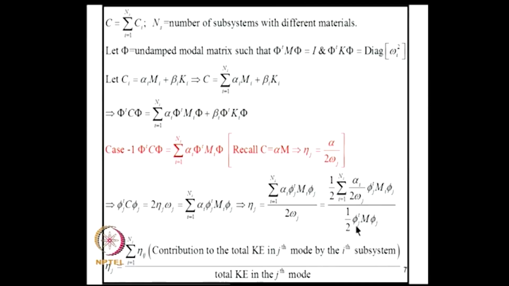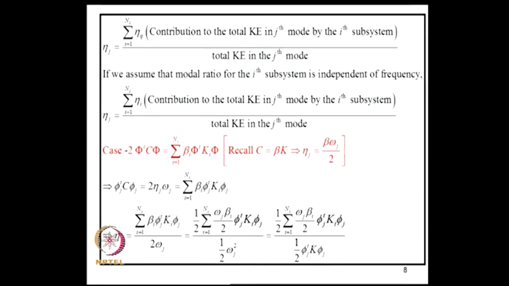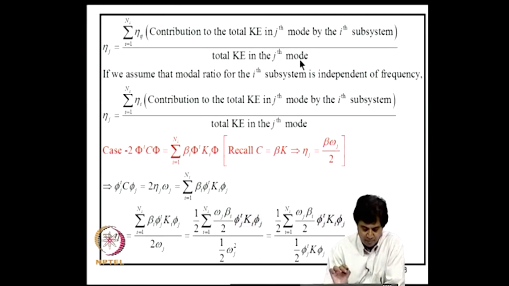And similarly, this denominator can be interpreted as the total kinetic energy in the jth mode, okay, and this eta ij is the ratio. So, eta j, I will therefore be able to express in terms of kinetic energy stored in different subsystems, weighted by these factors eta ij and divided by the total kinetic energy in the jth mode.